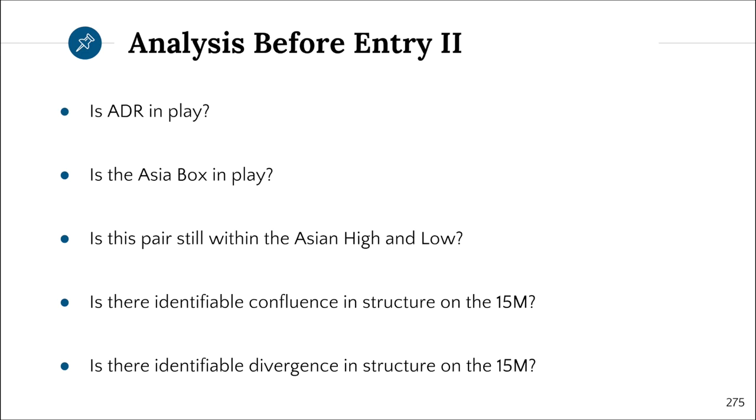So before you even go forward in the checklist, if you're about to enter a trade, you want to make sure, hey, are we inside the initial high or low? Do we have any confluence of structure? Is the Asian range still valid? And is ADR still in play? If those all look good, we move through to the next set of parameters.